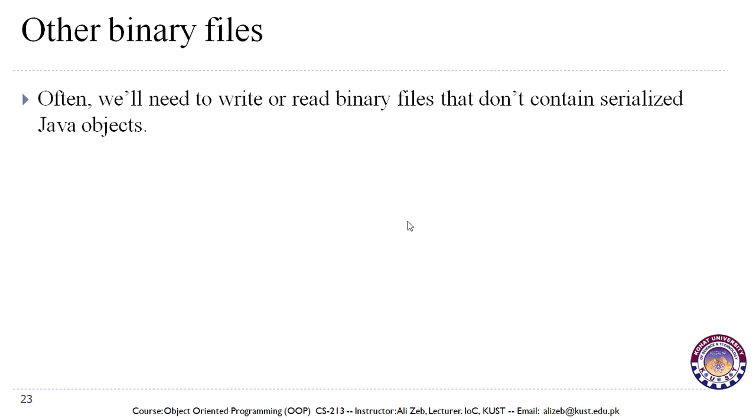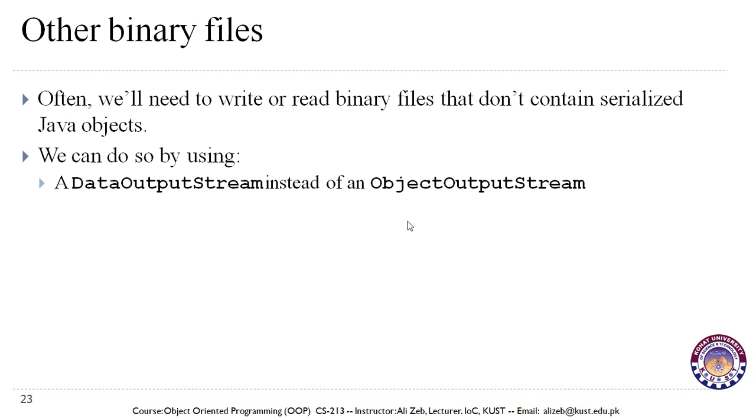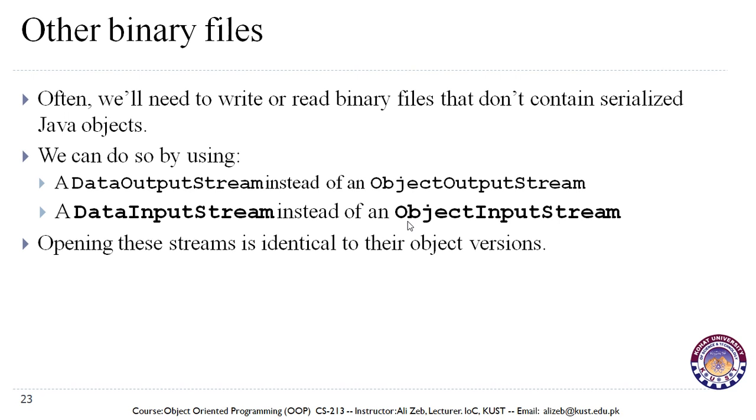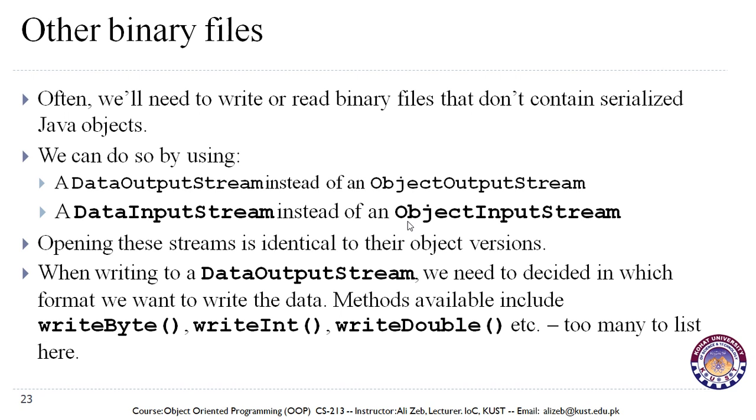So often we'll need to write or read binary files that don't contain serialized Java objects. We can do so by using a data output stream instead of an object output stream. We can use a data input stream instead of an object input stream. Opening these streams is identical to their object versions as we just saw in the example. When writing to a data output stream, we need to decide in which format we want to write the data. Methods available include writeByte, writeInt, writeDouble, etc. There are too many to list over here.